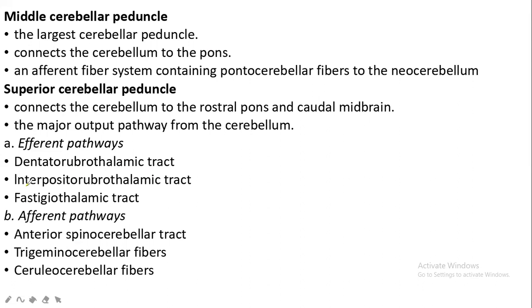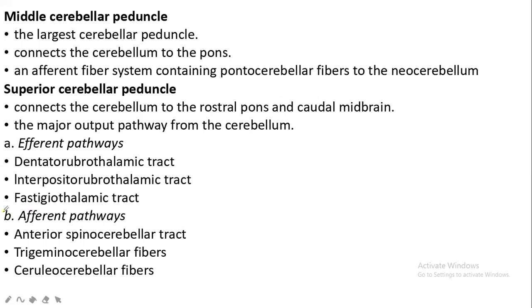Then we have what we call the interposito-rubro-thalamic tracts. This is basically coming from the nucleus interpositus. We'll talk about the nucleus interpositus. And then we have the fastigiothalamic tracts, coming from the fastigial nucleus to the thalamus.